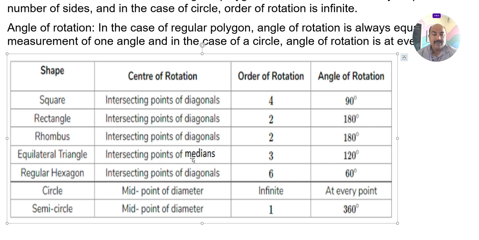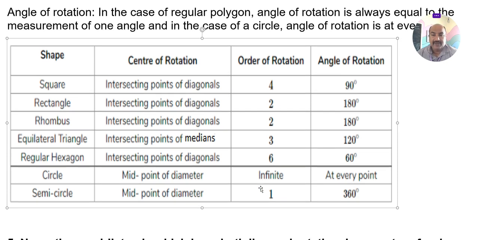Equilateral triangle: intersecting point of medians, midpoint, order of rotation 3, and angle of rotation is 120. Regular hexagon: intersecting point of diagonals, order of rotation 6, angle of rotation is 60 degrees. Circle: midpoint of diameter, infinite. At every point it has an angle of rotation, order of rotation is infinite. Semicircle: midpoint of the diameter, only one, order of rotation 1, and 360 degrees is the angle of rotation.